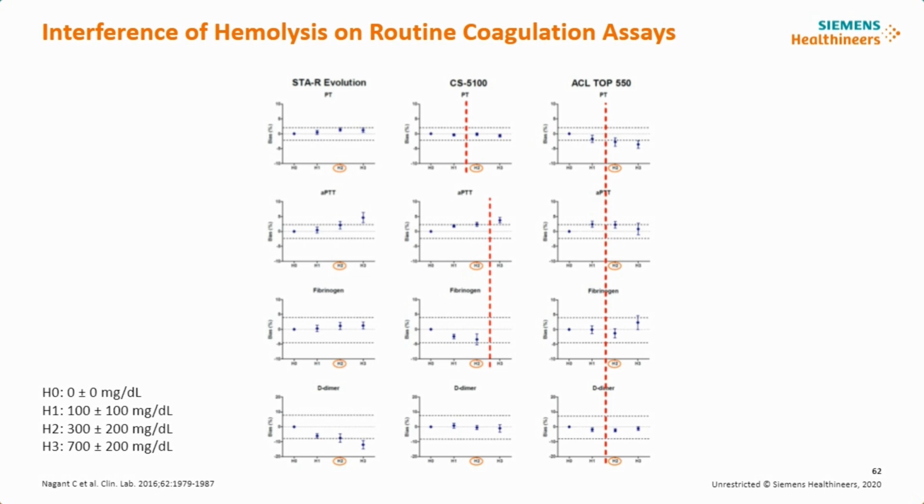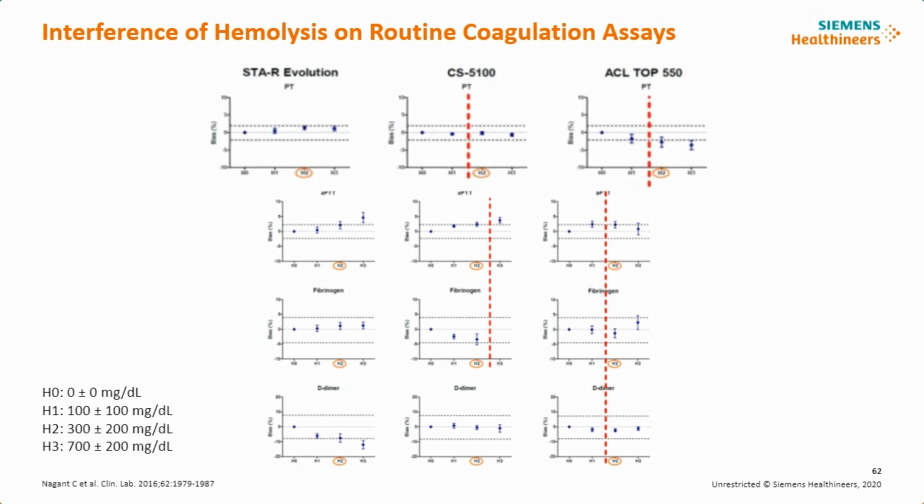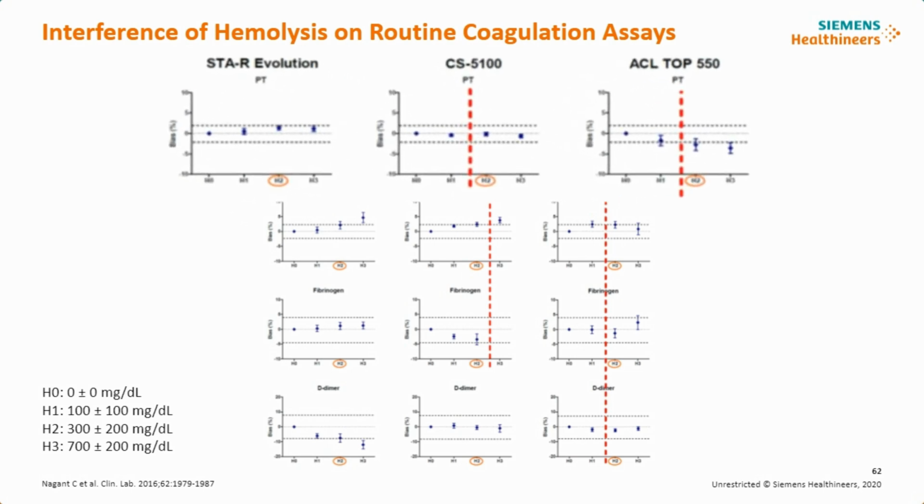You'll see the red dotted lines on the CS5100 and the ACL Top 550 are the settings that the lab had established of when they would accept or not accept results. And you'll see here in patients who had your PT in hemolyzed specimens, you do see some variation in the instruments, but depending on where you set off your checks, you could be preventing erroneous results from going out. But you see that there is a slight effect on the mechanical, but there's a more pronounced effect on one of the two photo-optical methods.